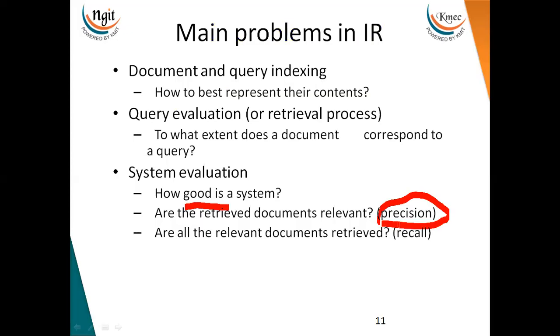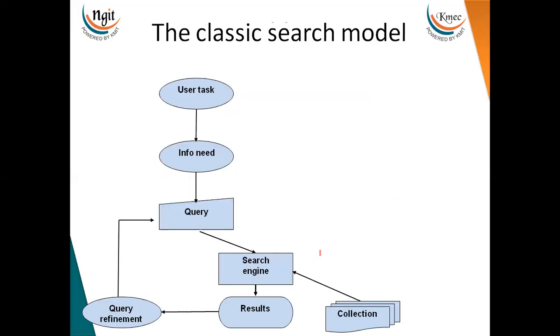One is precision, another one is recall. Now, what is precision doing? Are the retrieved documents relevant? Then it is most precise. Then, are all relevant documents retrieved? That is what recall is. So these are the two parameters which will evaluate my information retrieval system.